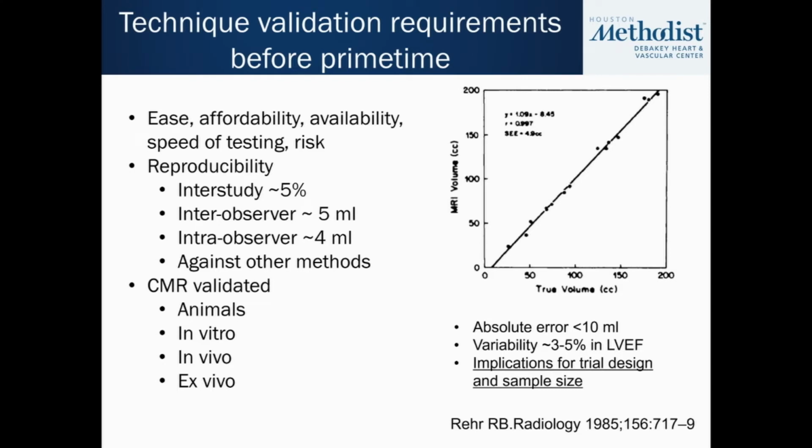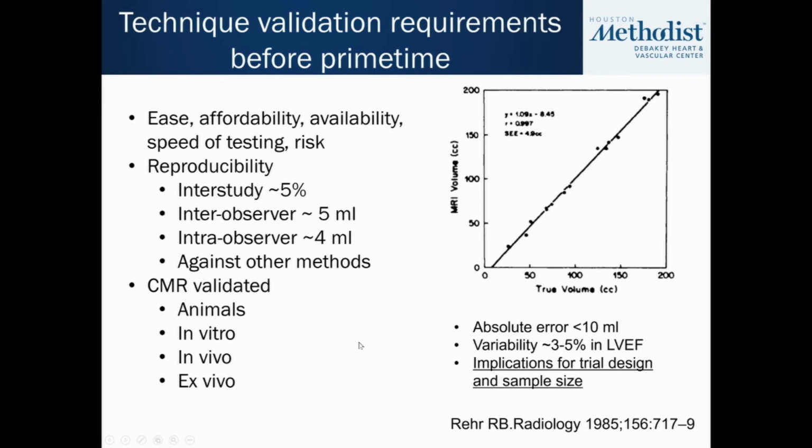CMR has had the benefit of being very highly reproducible, whether it's inter-study, inter-observer, or intra-observer within the same person redoing the same measurements, and then against other methods. But you notice, and this is the classic study that looked at comparing heart volumes by MRI versus cast models of human hearts and some other studies, animal hearts. And it showed a very tight correlation, a very small error within the measurements.